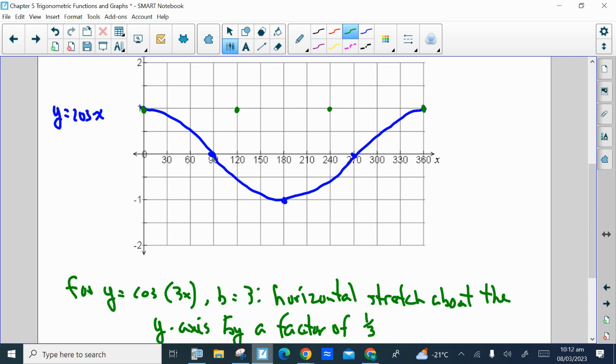If you look at the original graph, halfway between the two maximums, halfway between 0 and 360, you're at a minimum. So halfway between these two maximums, which will be at 60 degrees, that's half of 120, we're at our minimum of -1. We can do that for the other two cycles as well. Halfway between 120 and 240, which is at 180, you're at a minimum. Halfway between 240 and 360, which will be at 300, you're at a minimum.